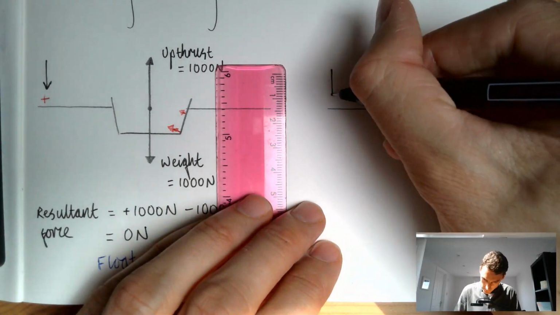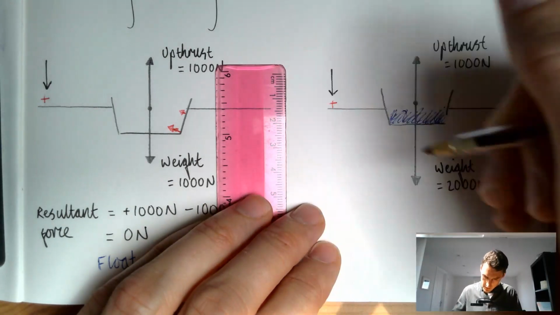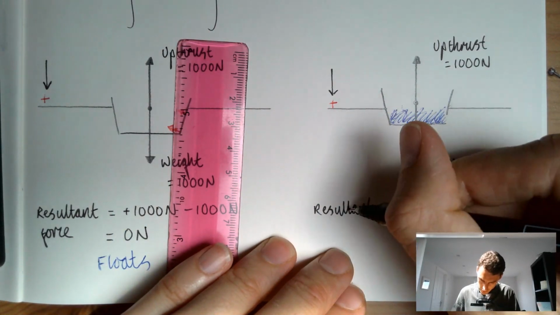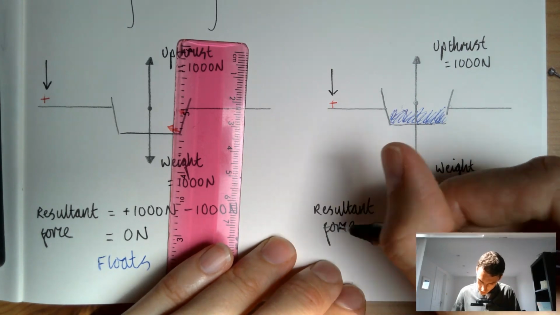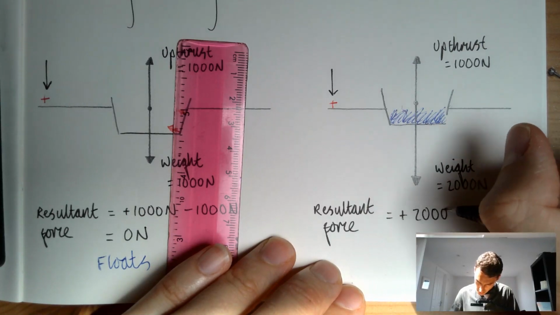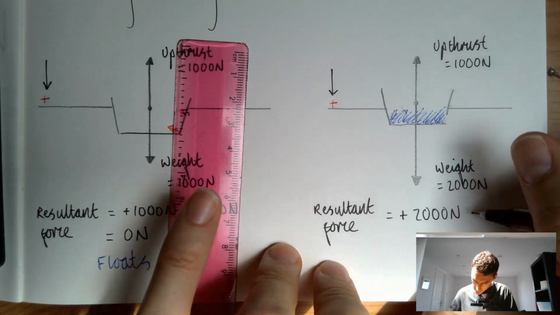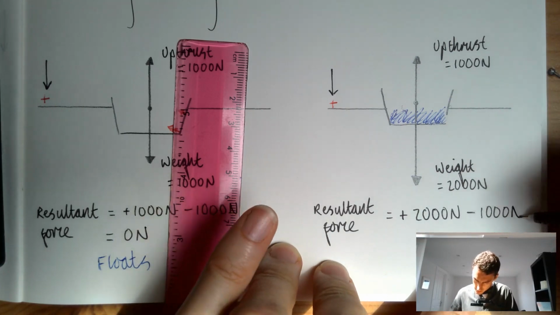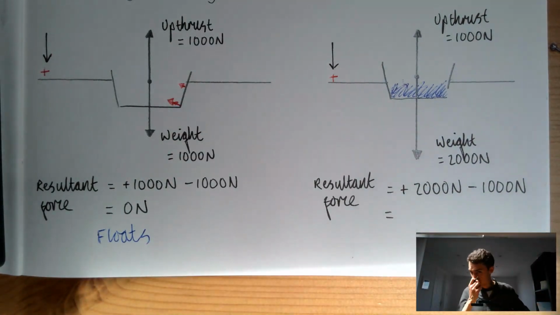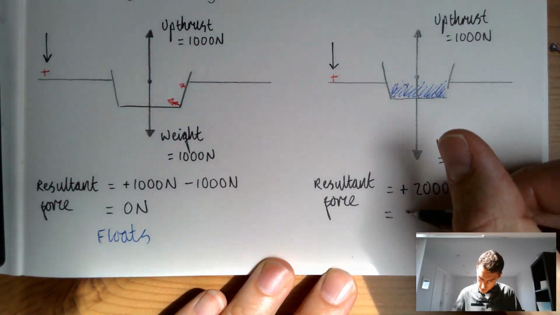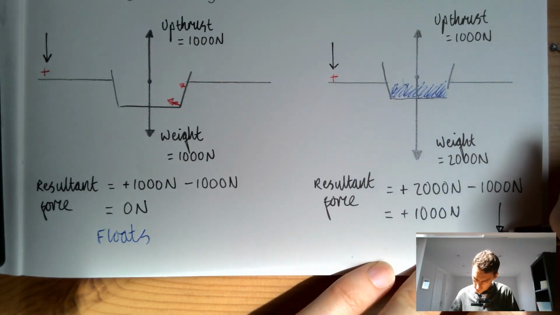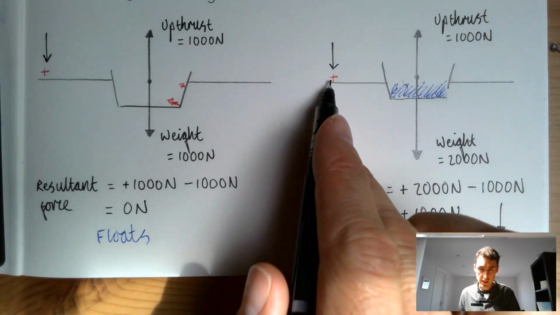We take this direction as positive again, and we calculate the resultant force. So I can do resultant force is equal to, that's going downwards and it's 2,000, so that's going to be plus 2,000 newtons. That's going upwards, it's only 1,000, so that's going to be minus 1,000 newtons. What I get here is a resultant force of 2,000 minus 1,000, which is plus 1,000 newtons, i.e. that's a resultant force going downwards like this, because it's plus, and I've taken downwards as plus.